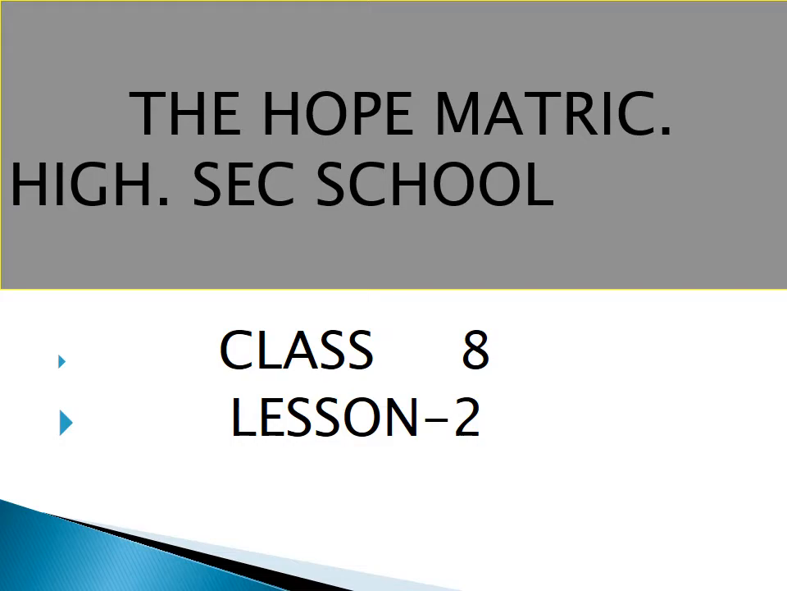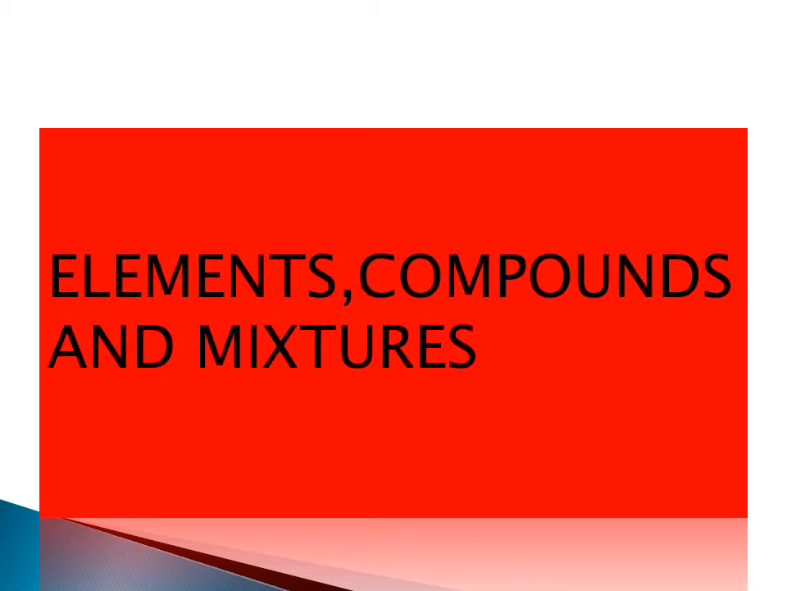Today we will see the second lesson: elements, compounds and mixtures. In the first lesson we have seen matter. In the second lesson we are going to see what is called elements, compounds and mixtures, what are present here, what are their chemical forms, what are their chemical structures. We will study here. Okay, children.